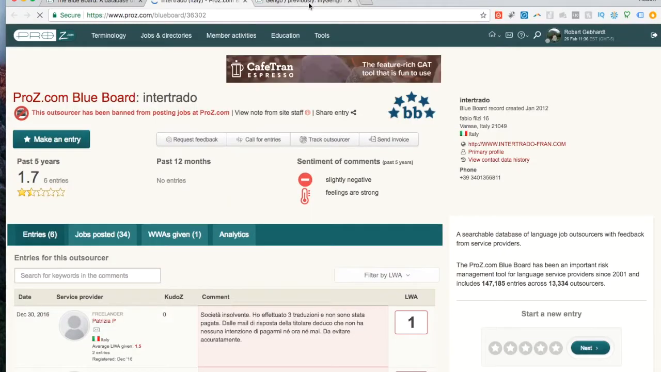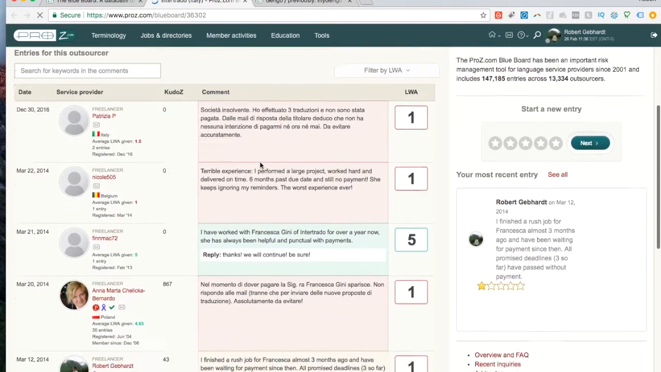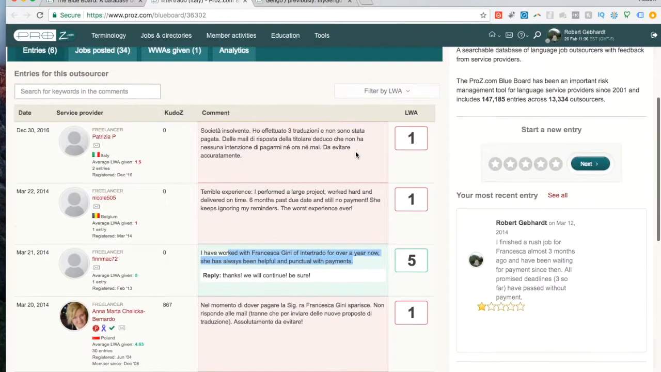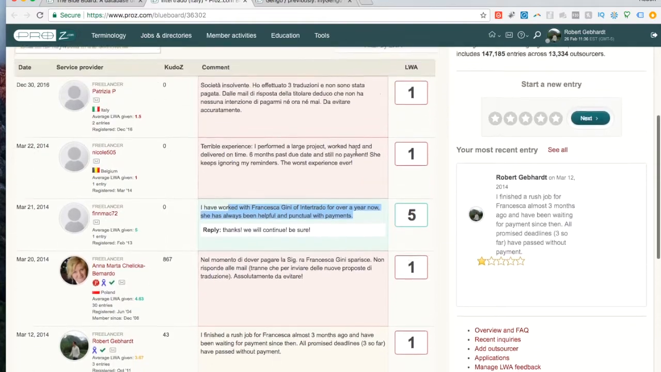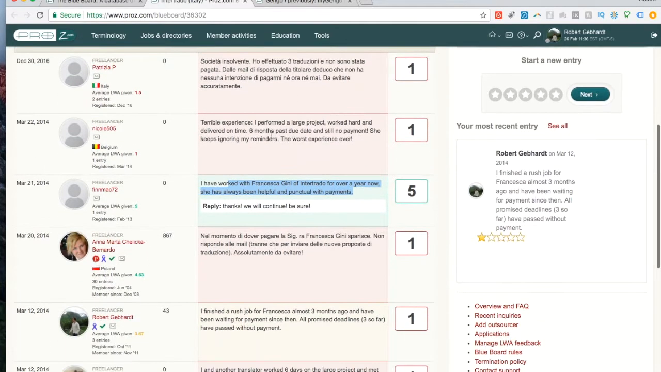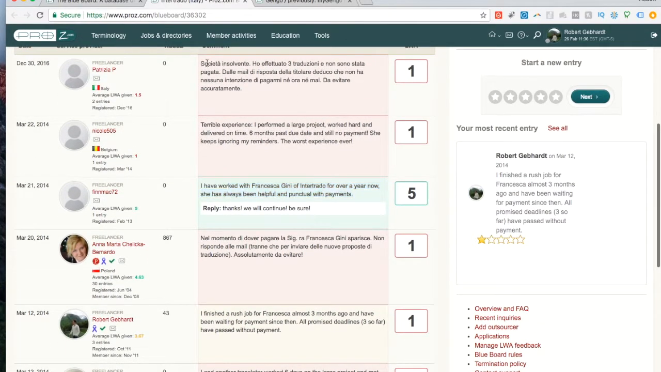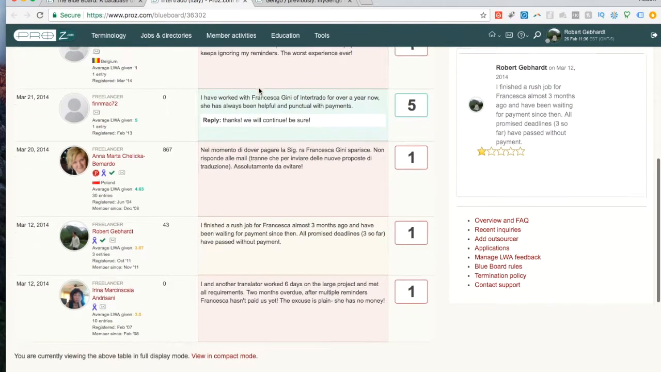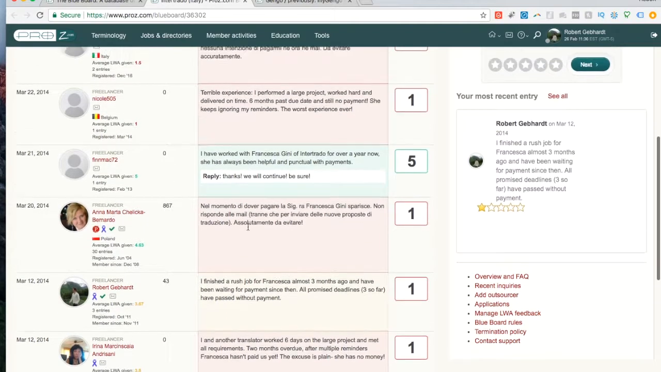And it was basically a scam. And you can see it has ones, ones, ones. And it does have this 5, but I remember clicking on this one entry, and it's obviously a fake account or some friend of hers who wrote it up. But anyway, all the other ones gave 1. And they say, "Terrible experience." "Società insolvente" basically means it's a company with no money. And I obviously also gave it a 1.